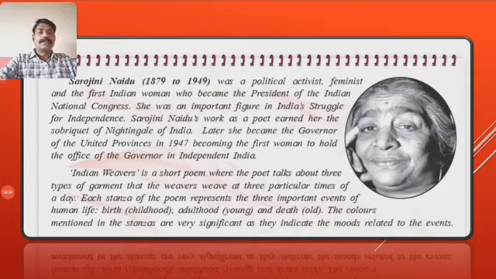And with that as the backdrop of the poem, let's have an introduction to Sarojini Naidu, who has composed this poem. She was born in 1879 and died in 1949. She was a political activist, a feminist, and the first Indian woman who became the president of the Indian National Congress. Now, what is a political activist? It means an activist is a person who campaigns for some kind of social change by involving in movements, by involving in politics.